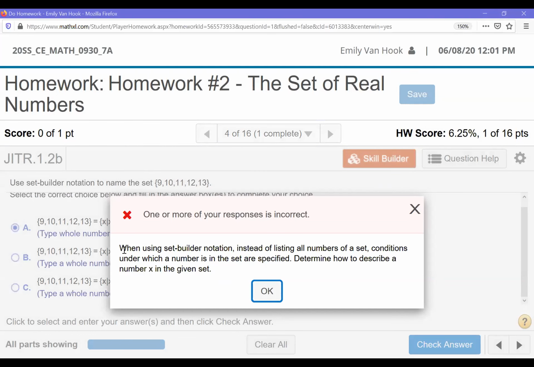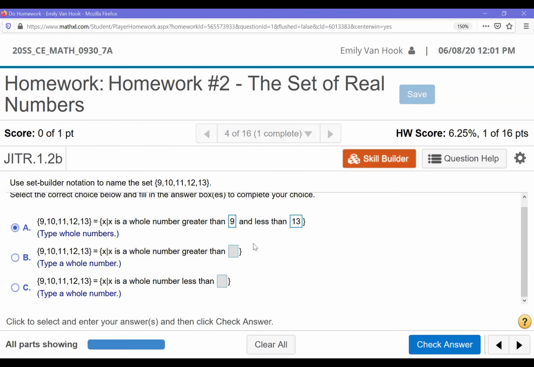Not something super helpful. When using set builder notation, instead of listing all numbers in the set, conditions under which a number is in the set are specified. Determine how to describe a number X in the given set. Okay, well, that's fine, but that doesn't really help me that much knowing why I'm wrong.